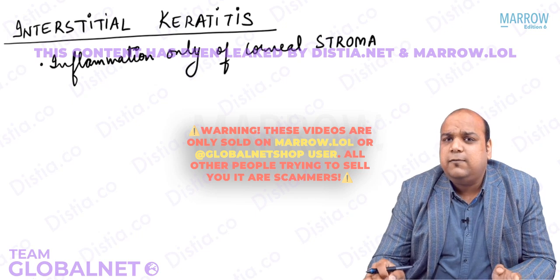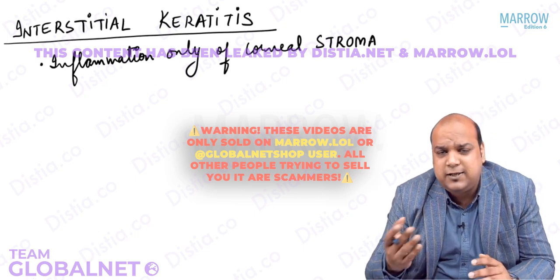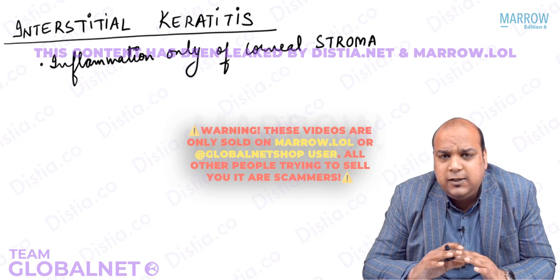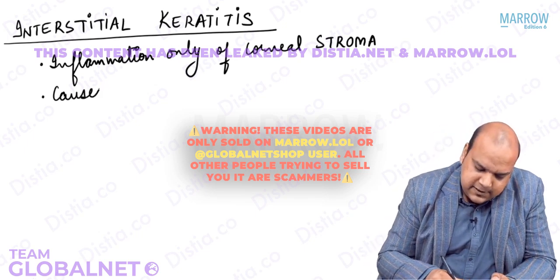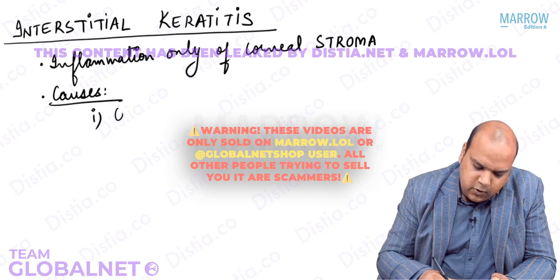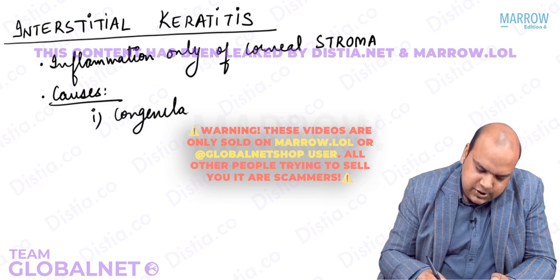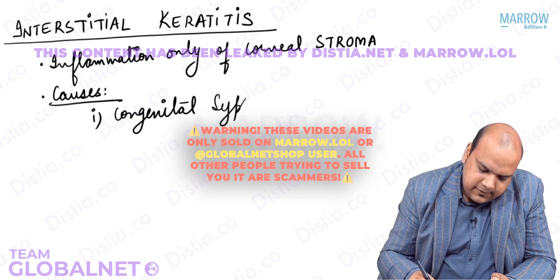No other part of the cornea will be affected ever. It does not progress to involve the epithelium or endothelium. Only the stroma gets inflamed. Interstitial keratitis is a specific condition with specific causes. The most important common cause that we encounter is congenital syphilis.